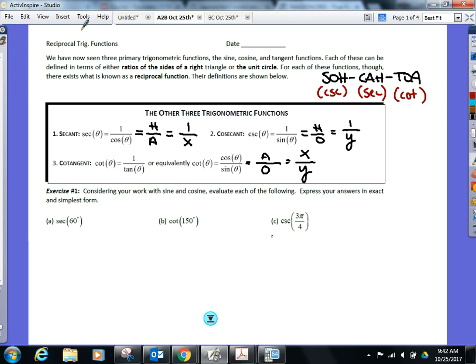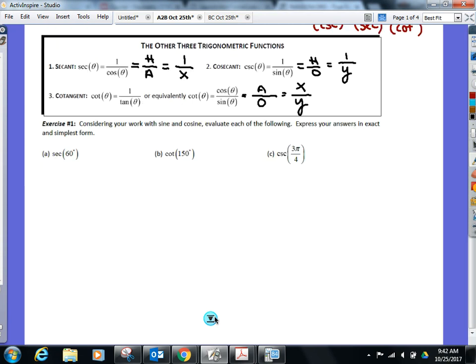Going back to the unit circle now. Here we go. Let's put it all together now. Secant of 60 in simplest radical form. Secant of 60. Well, first of all, Hannah, go to 60 on the unit circle. What's the point on the unit circle at 60?